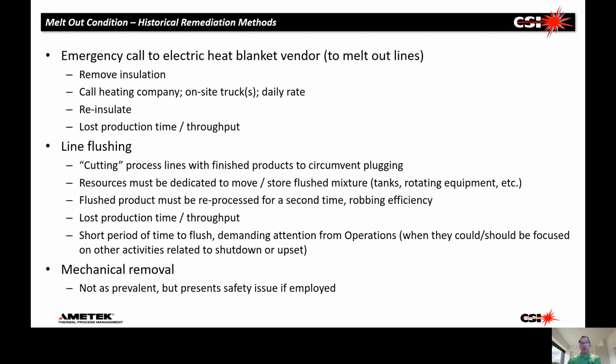Finally, mechanical removal, which isn't as prevalent anymore, but can be used to remove those plugs, which is hydroblasting or steam lancing. But if they are used, this presents a safety issue for the plants.